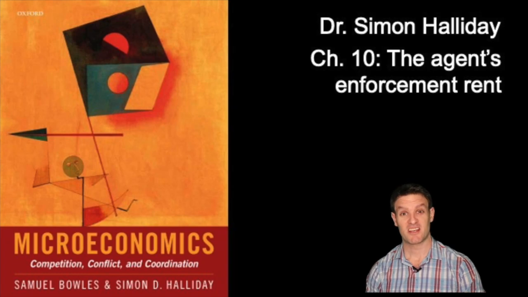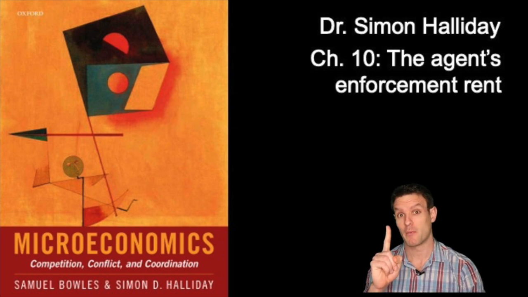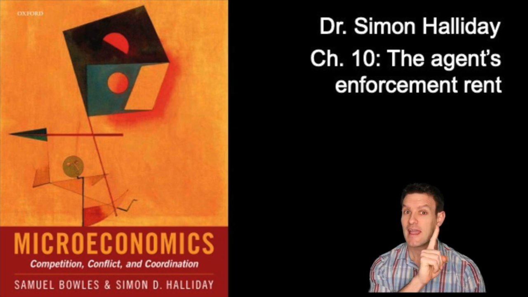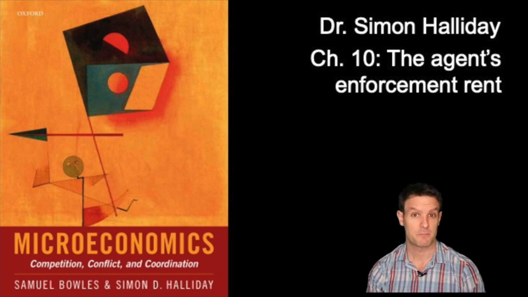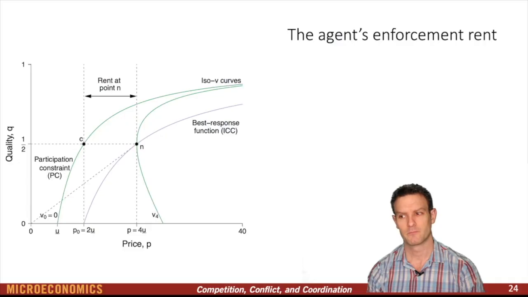Here we're going to talk about the agent's enforcement rent. To understand that, we're going to have to compare two different scenarios. We're going to compare what happens at the Nash equilibrium of the incomplete contract with what happens at an alternative where the agent would be receiving their fallback utility. And that means they'd be at their participation constraint rather than their incentive compatibility constraint. So let's see how that works.